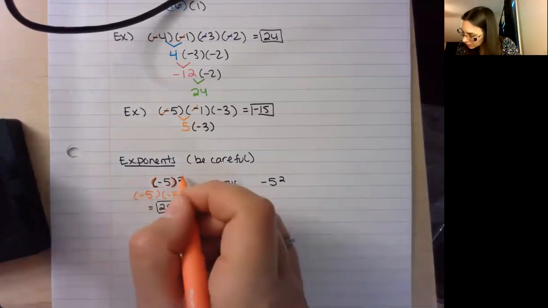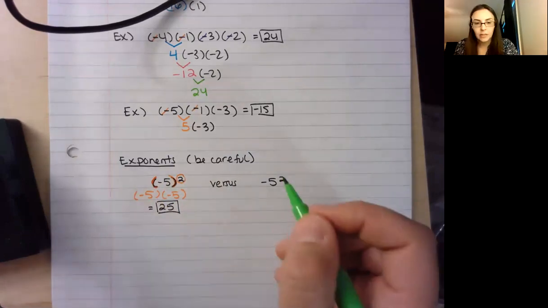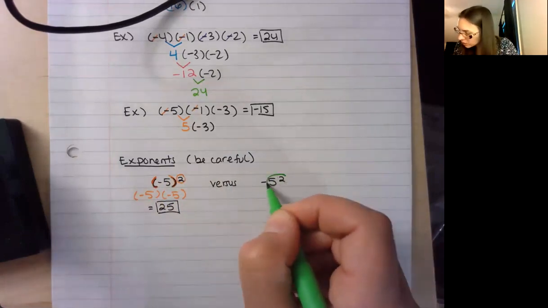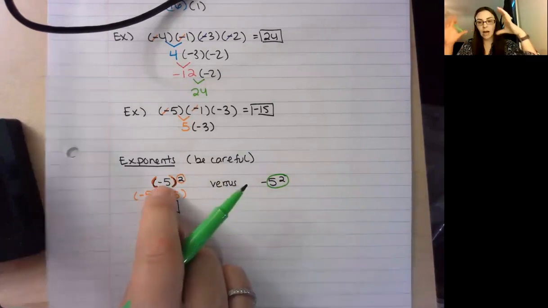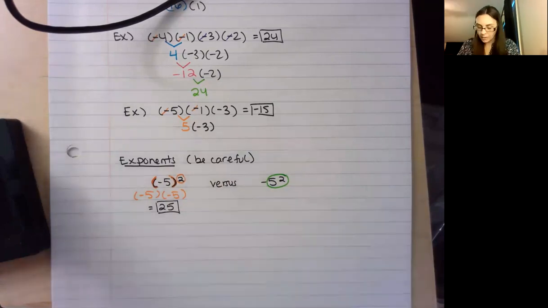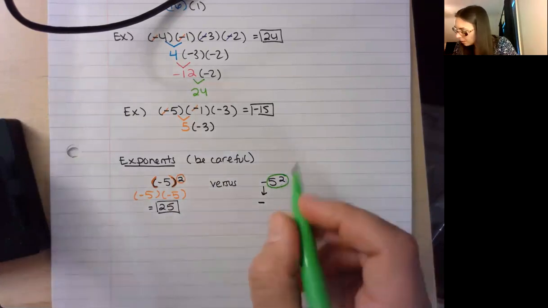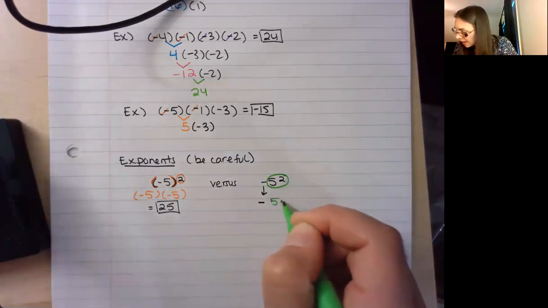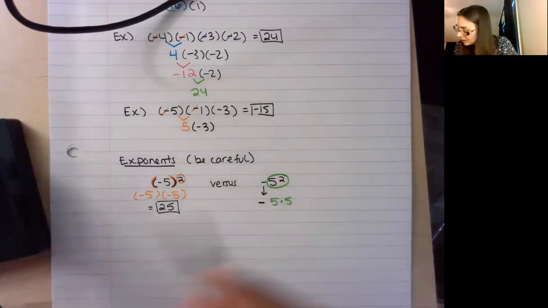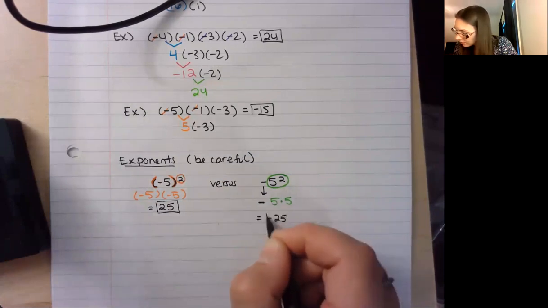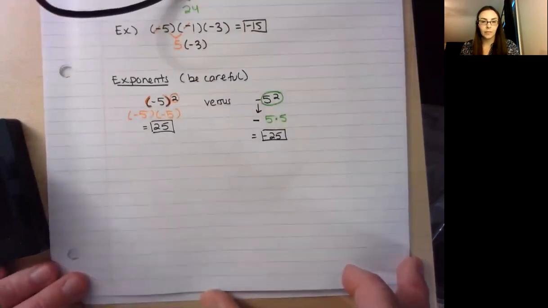However, on this side, I don't have parentheses. So that 2 is only touching the 5. It's not touching the negative. Here, my negative was in parentheses, so it was covered. But here it's not. So what happens is you have a negative, and then this part becomes 5 times 5, which is 5 squared. So my answer here instead is actually -25. Okay, let's do another one.